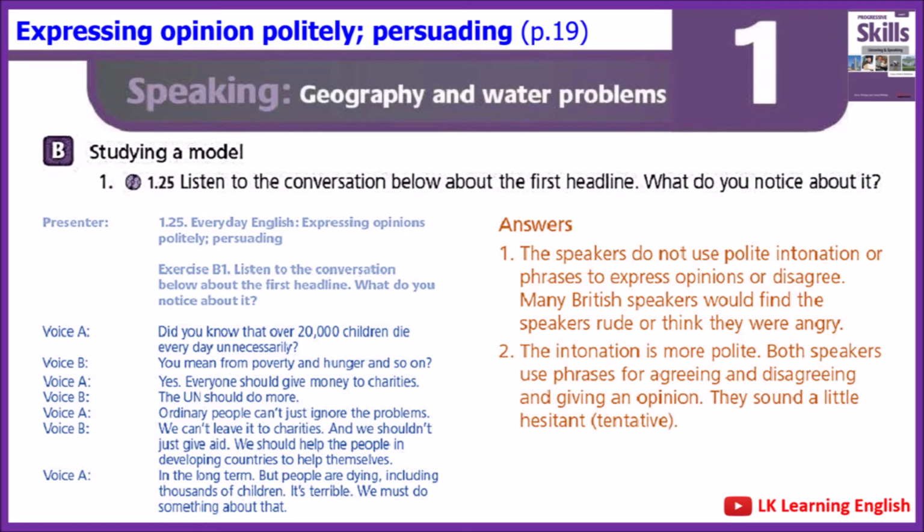Did you know that over 20,000 children die every day unnecessarily? You mean from poverty and hunger and so on? Yeah, everyone should give money to charities. The UN should do more. Ordinary people can't just ignore the problems. We can't leave it to charities, and we shouldn't just give aid. We should help the people in developing countries to help themselves. In the long term. But people are dying, including thousands of children. It's terrible. We must do something about that.